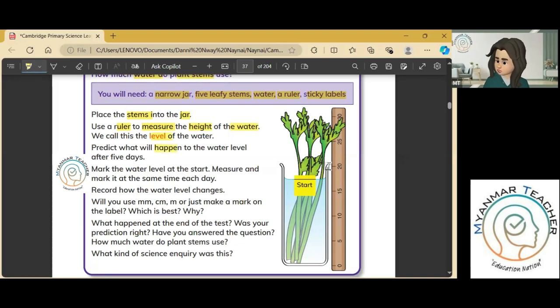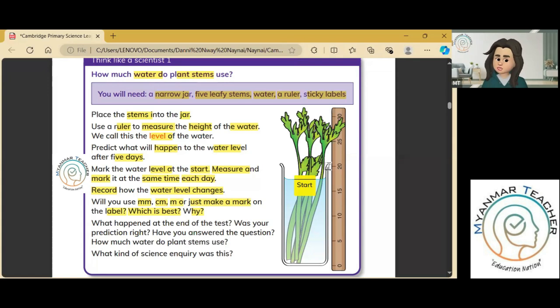Predict what will happen to the water level after 5 days. Mark the level at the start. Measure and mark it at the same time each day. Record how the water level changes. Will you use millimeters, centimeters, meters, or just make a mark on the label? Which is best and why?